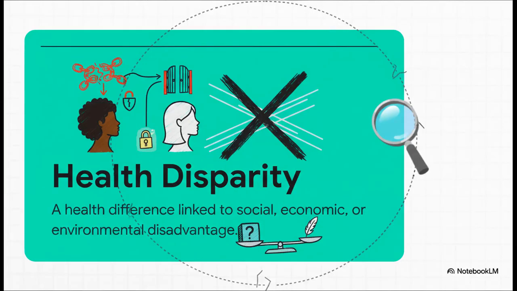Because when we ignore those social determinants, this is what happens. We get a health disparity. And just look at this example, it's so powerful. Black women are actually less likely to get breast cancer than white women, but they are far more likely to die from it. That terrible gap, that's not biology. That's a system failing them. That is a health disparity in action.